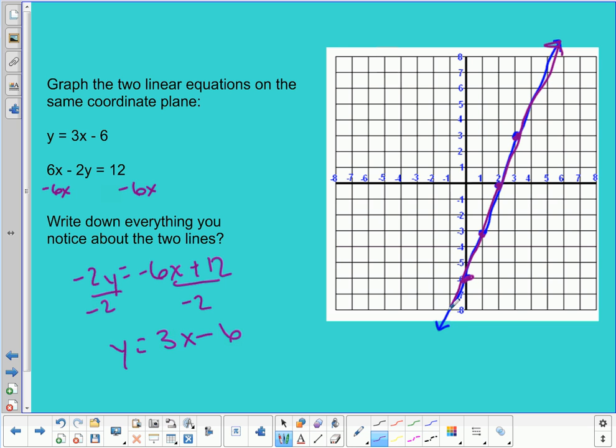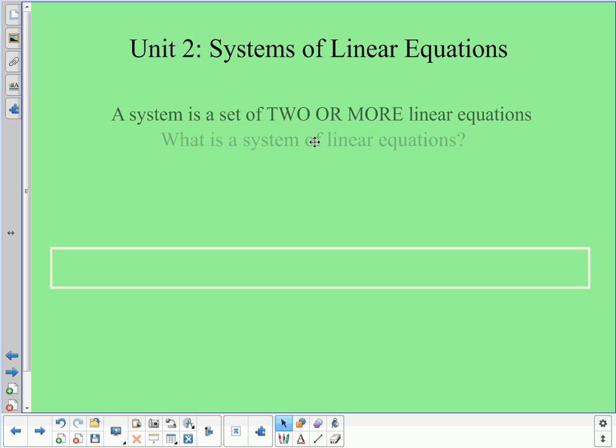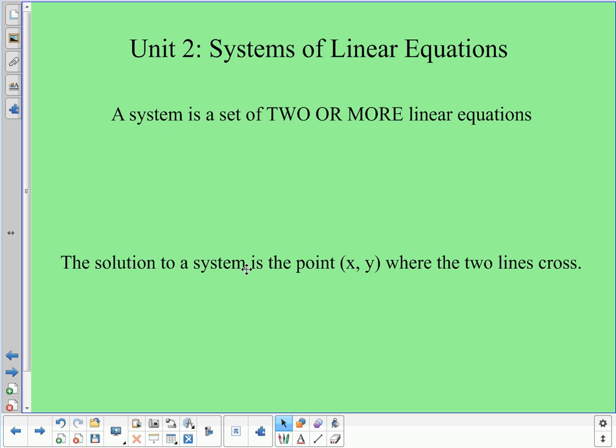So this system of equations ended up having two equations that lie right on top of each other, one right over the other. Now, that's what a system is. A system is two or more linear equations graphed on the same coordinate plane, or two or more linear equations that are grouped together somehow. A set of two or more linear equations. And then the other thing that you might want to put in that box is the solution to the system is where the two lines cross or intersect, the point of intersection. So the solution to the system is a point, meaning it has an x and a y, where the two lines cross.